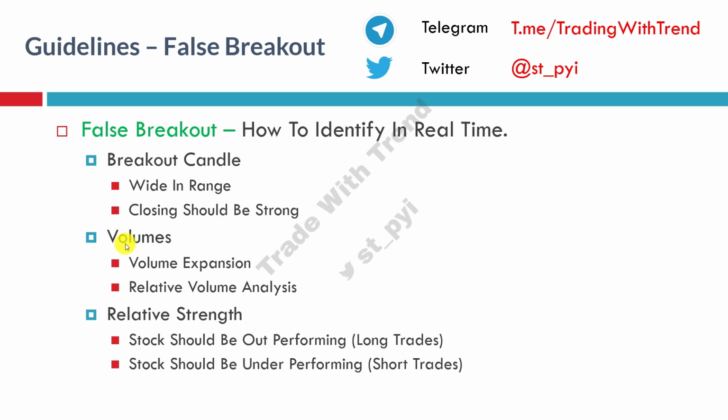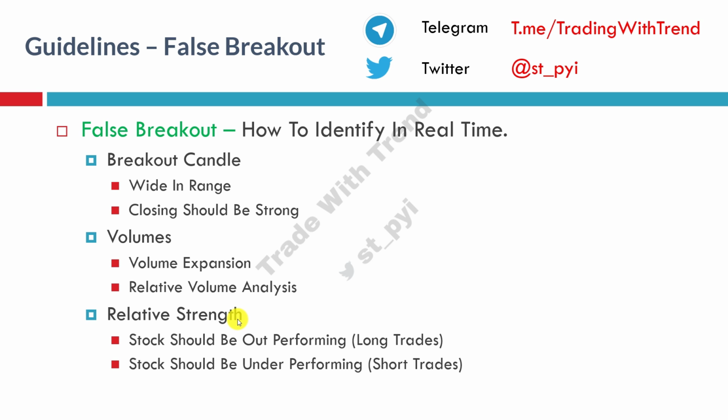Now, when it comes to criteria of volumes, volume expansion should be visible with the breakout candle, and also during relative volume analysis, you should make out that the current volume expansion is greater than the volume present during recent time. Now, when it comes to relative strength, always measure it against a broader market.